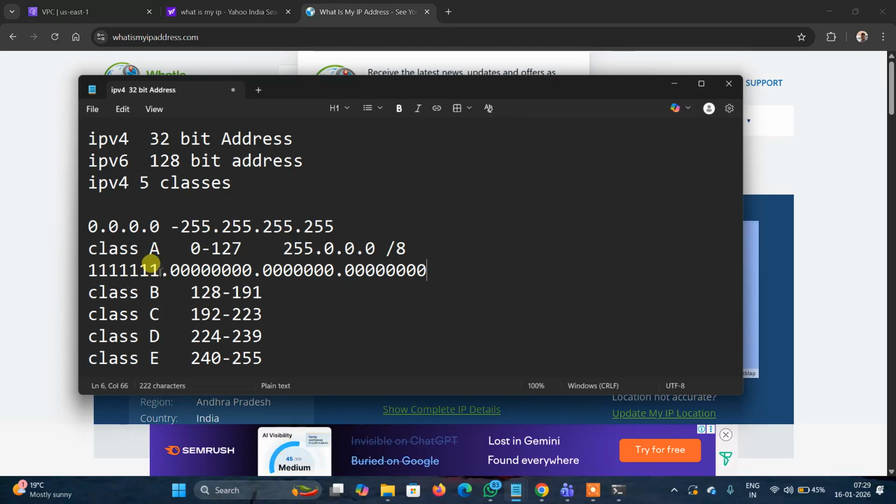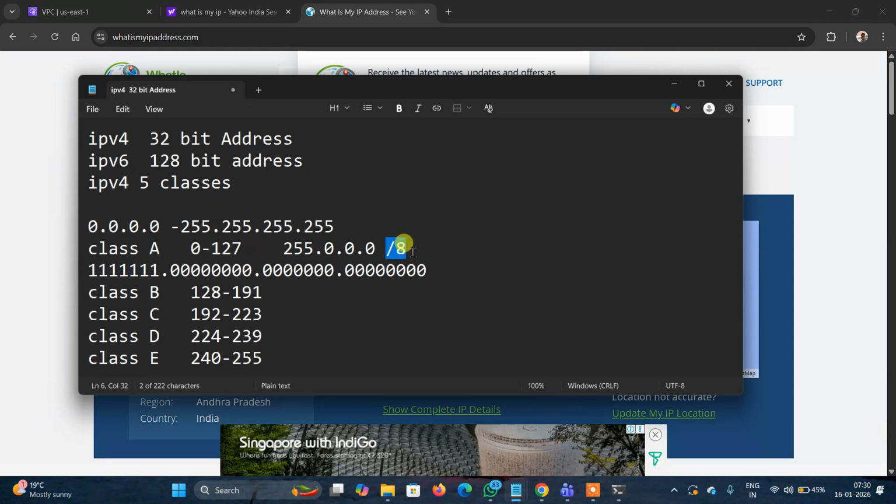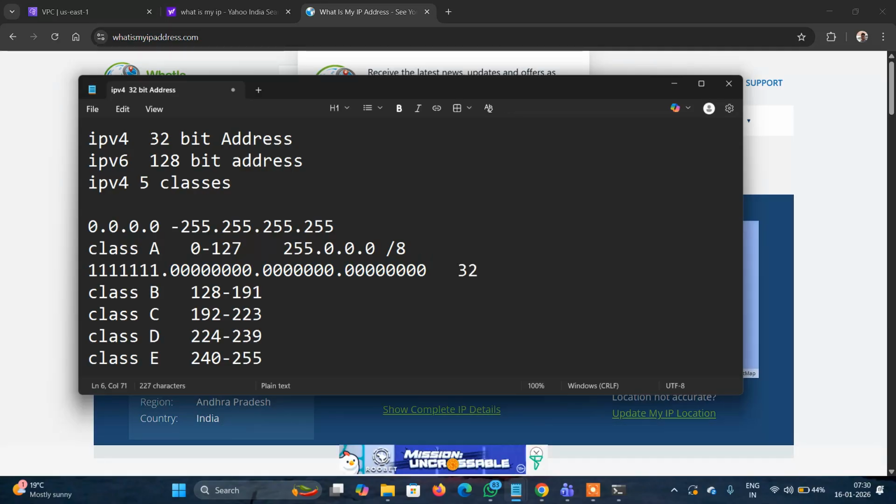And the number of ones here is 8, so we note it as 8. What does 8 mean? It means 8 network bits. The remaining are the host bits. The total number of bits is 32, so there are 8 network bits and 24 host bits.